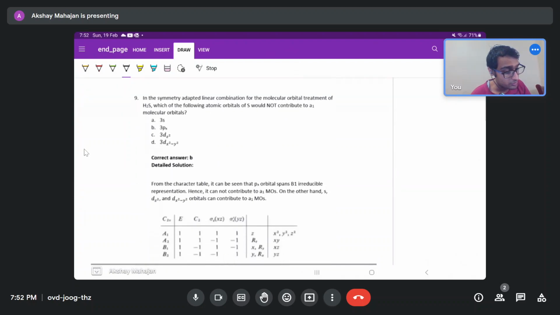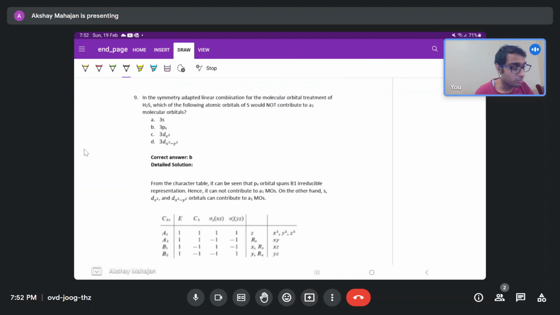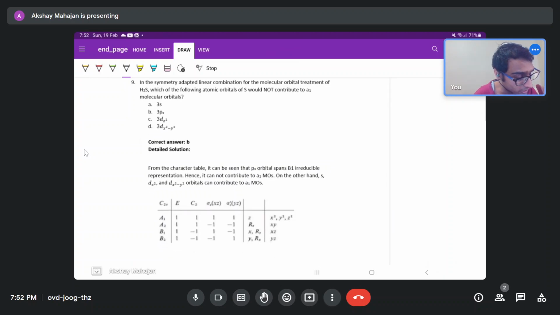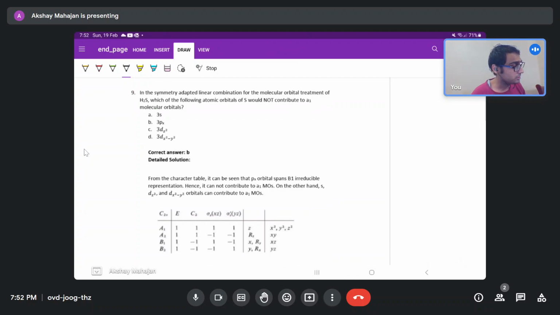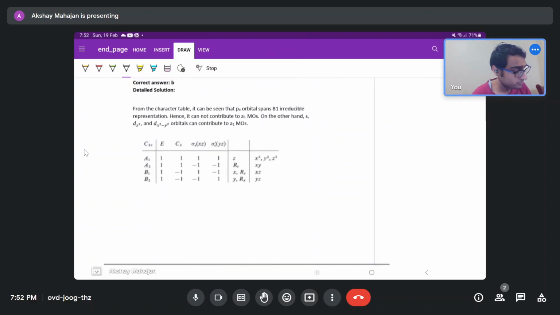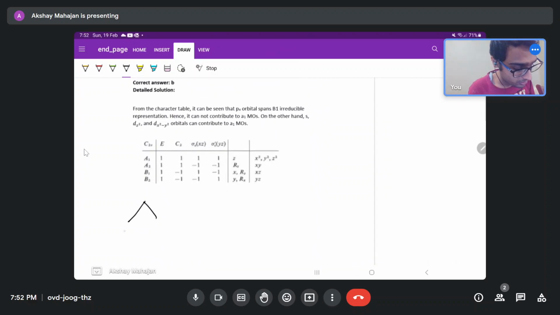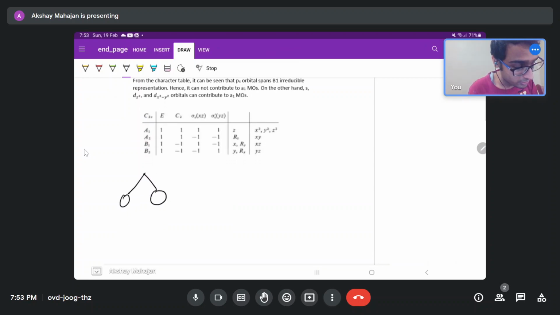Okay, and then similarly, this is for the polyatomic question. In the symmetry adapted linear combination for the molecular orbital treatment of H2S, which of the following atomic orbitals of sulfur would not contribute to A1 molecular orbitals? As has been shown for H2S, this is similar to what was done for the H2 molecule in the class. For the H2 molecule, as you know, they will have this kind of anti-bonding, with some green and some red. This is your bonding, and this is your anti-bonding.